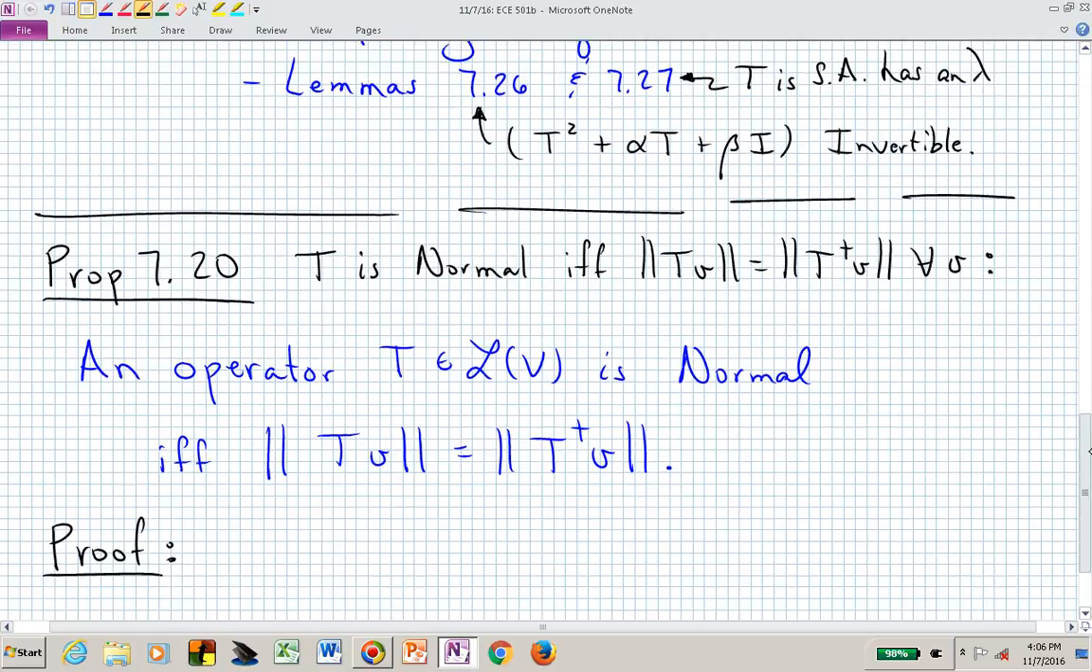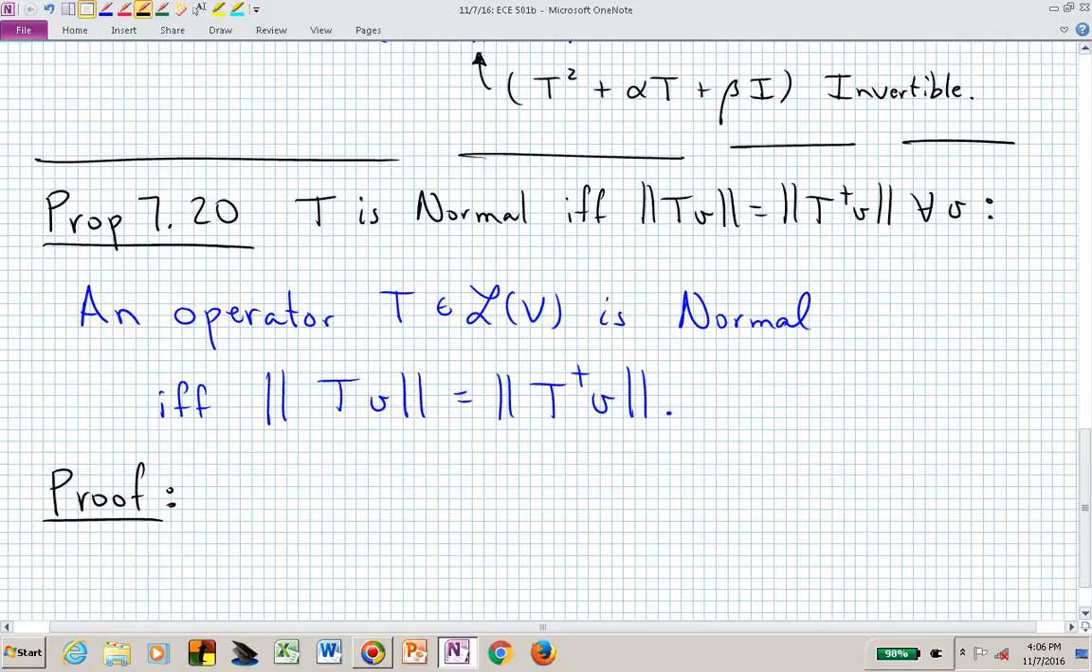Let's now start with this relationship on the operator and its adjoint, which is proposition 20, and that now says that T is normal if and only if the norm of TV is equal to the norm of T dagger V. Because of this if and only if, if you can show that T is normal, you know this norm relationship is true, or if you can show this norm relationship is true, you can then conclude that your operator is normal. But this says then an operator T is normal if and only if these two norms are equivalent for all V.